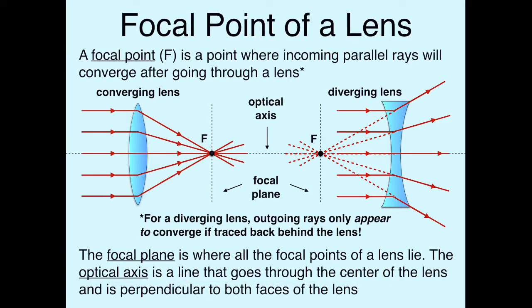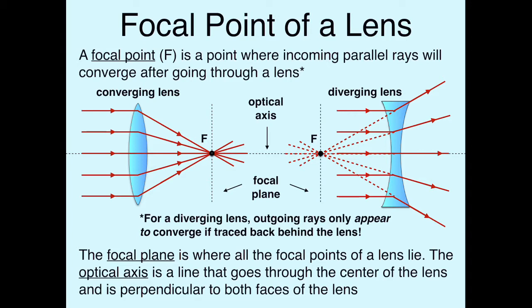Okay, so there are a few other things to note about diagrams of lenses. The first is the optical axis. The optical axis is a line that goes through the center of the lens and is perpendicular to both faces of the lens. In this case, the optical axis would be this dashed horizontal line right here, because again, it goes right through the center of the lens like this, and it's perpendicular to both faces of the lens, as you can see here. So that's something we'll commonly label on diagrams, the optical axis.